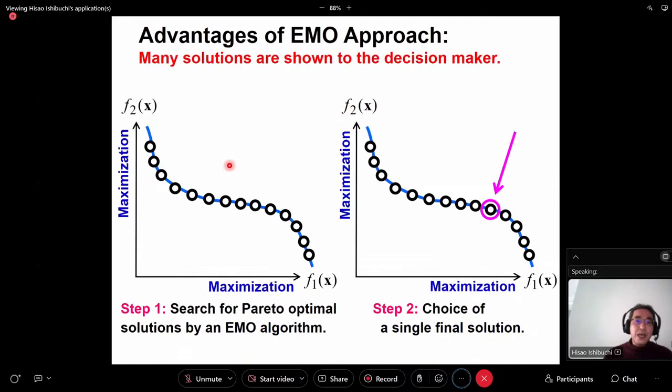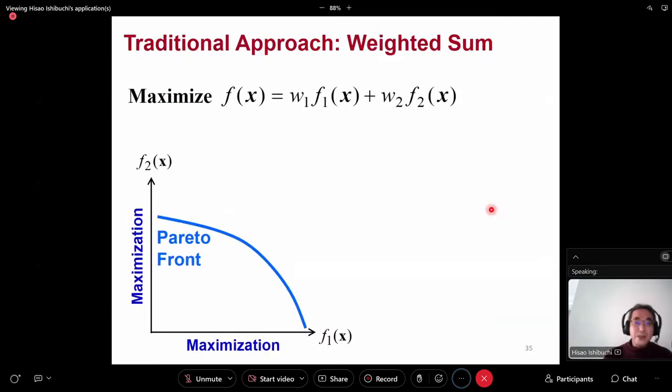So, in the MO approach, first, a large number of solutions are shown, and the decision maker understands the trade-off relation between two objectives. Then, based on this trade-off relation, one solution is selected. Now, I'd like to explain some traditional MCDM methods and their disadvantages.